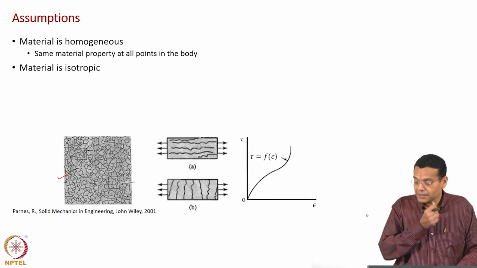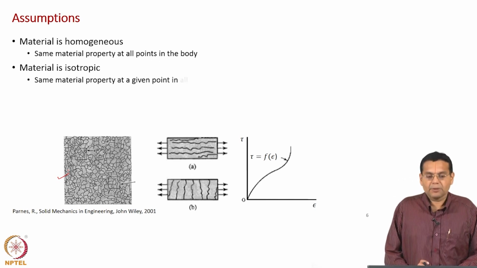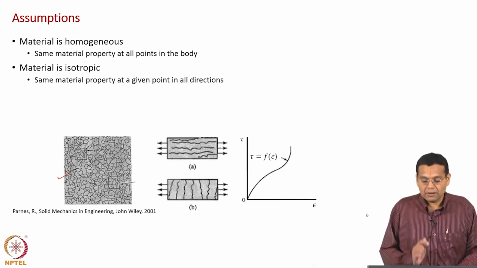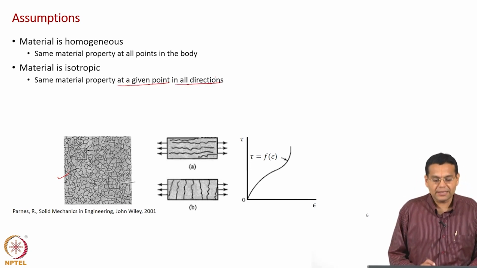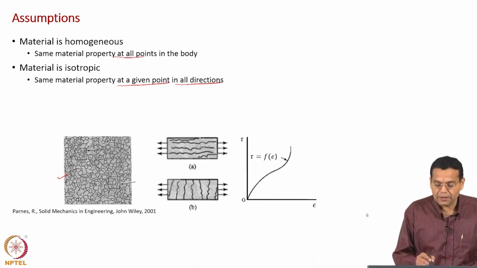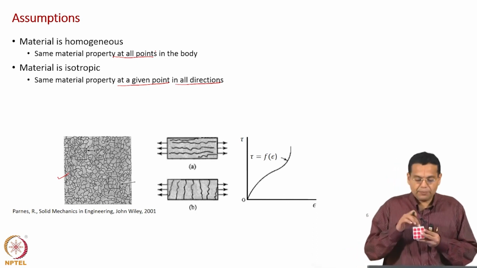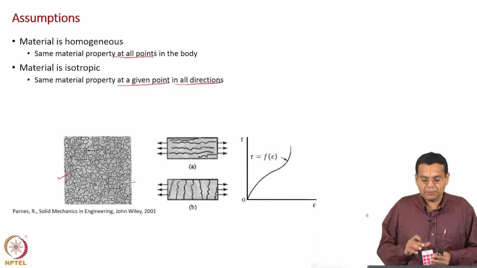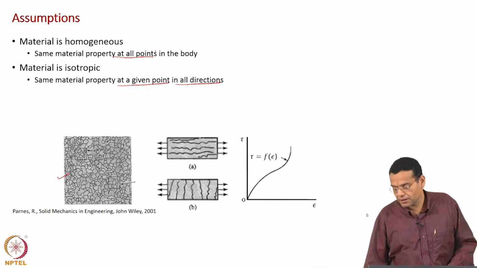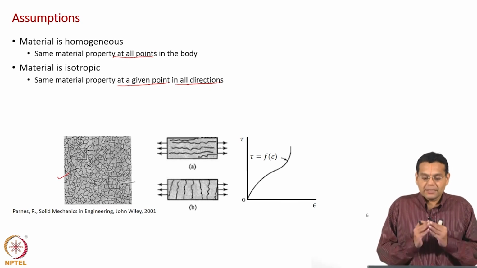Second assumption, material is isotropic. What is isotropic? Let us read the definition. Same material property at a given point in all directions. The key is at a given point in all directions. When we discussed homogeneity, we said same property at different points, at all points in the body. When we discuss the isotropic assumption, you are at a given point, but in, let us say, x direction, y direction, z direction, all the directions you have the same material property, for example Young's modulus. So, independent of the direction, the material is assumed to have the same material property.